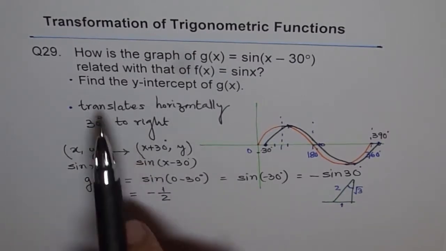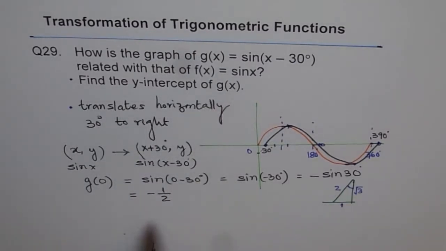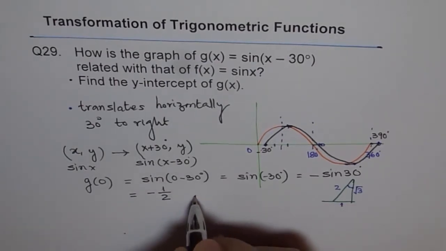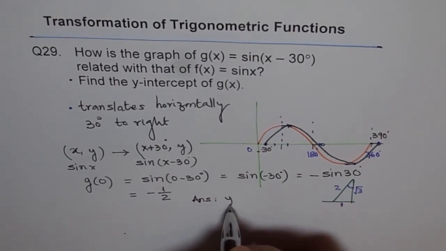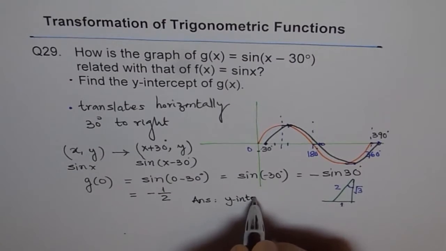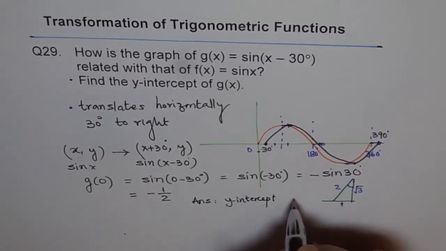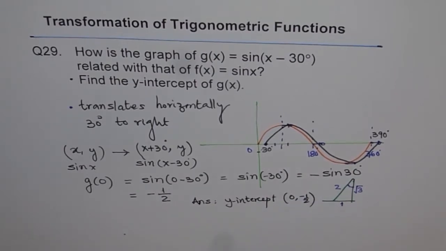So that is how we find the y-intercept of g. The y-intercept is this. So we'll write down your answer: the y-intercept is at 0 and the value is minus half, right? So that is what it is.